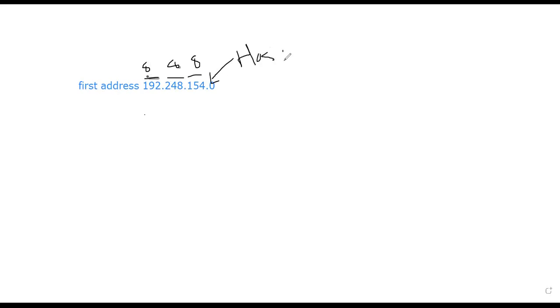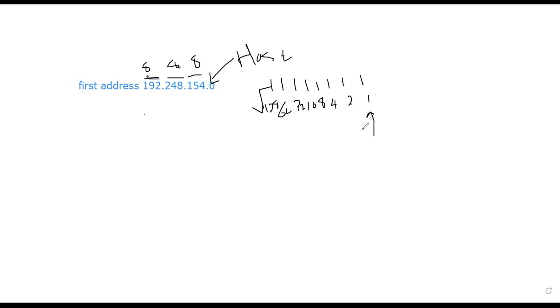Then, to find the last address, you must make all the 8 host bits 1. Then you need to convert this to decimal. So it's going to be 1, 2, 4, 8, 16, 32, 64, 128. You must get the summation of all these. So how did I get 1 here?